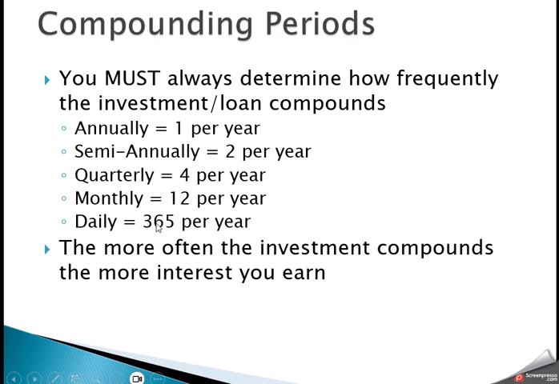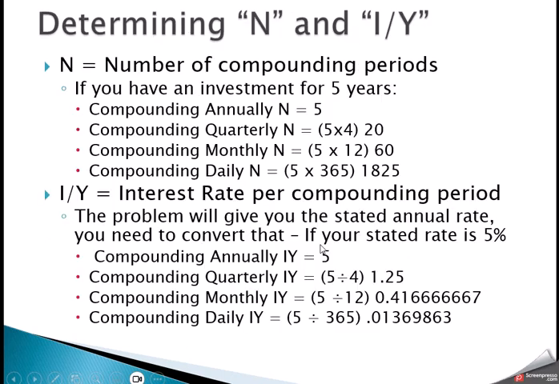So for our ordinary interest, our simple interest, we pretty much stuck to 360. When you get into the compounding, it is 365. And the more often it compounds, the more interest we end up making on our investments.